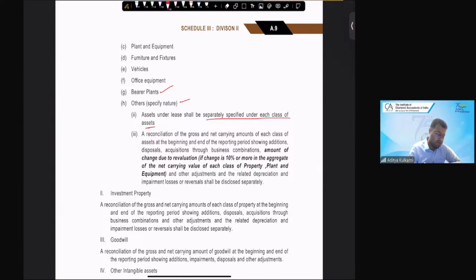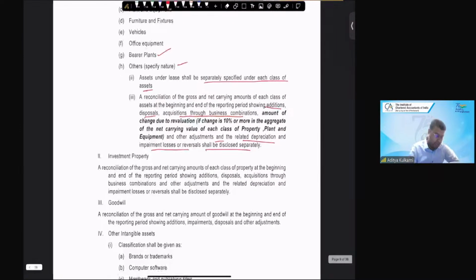Okay. Amount of changes due to revaluation, acquisitions through business combinations, additions, disposals, you will show separately. Amount of change due to revaluation if the change is 10% or more, and other adjustments and related depreciation and impairment losses or reversals shall be disclosed separately. Okay. So that takes care of the first part, that is your assets.